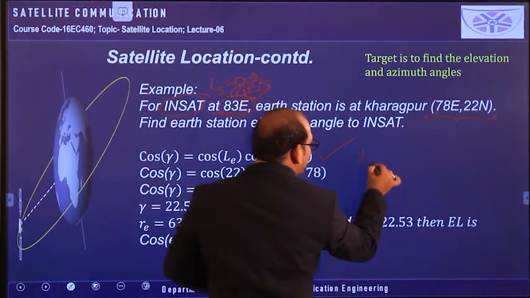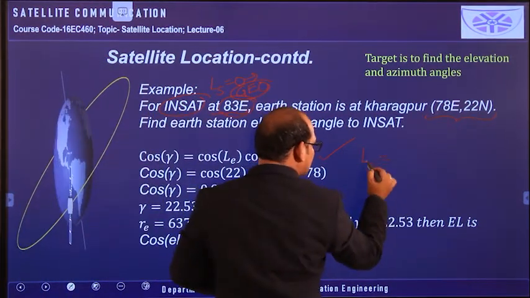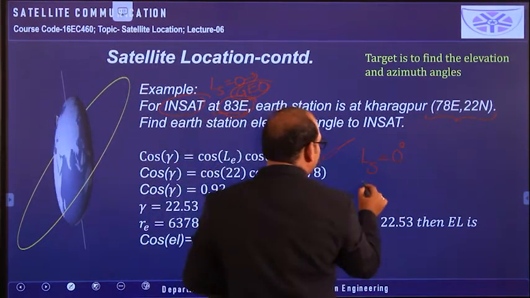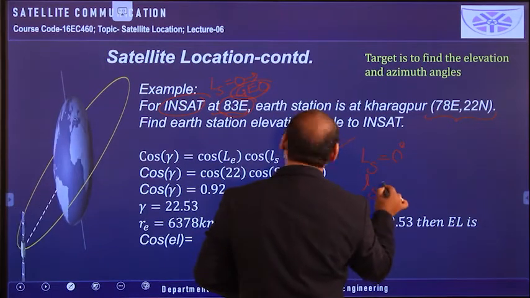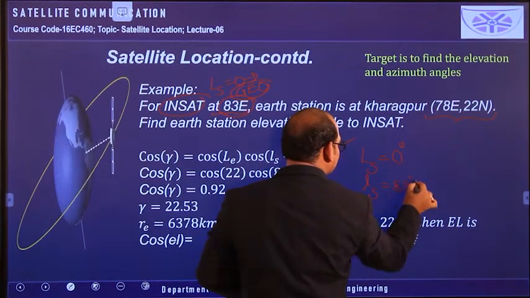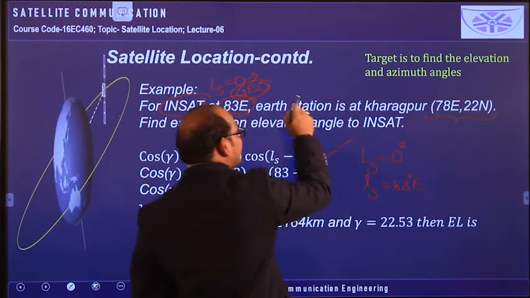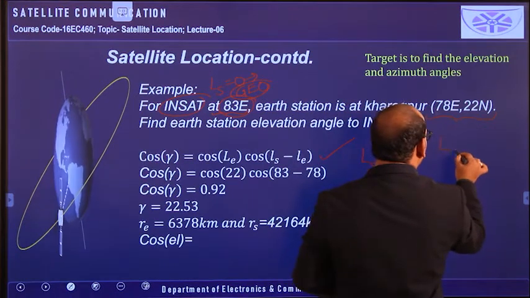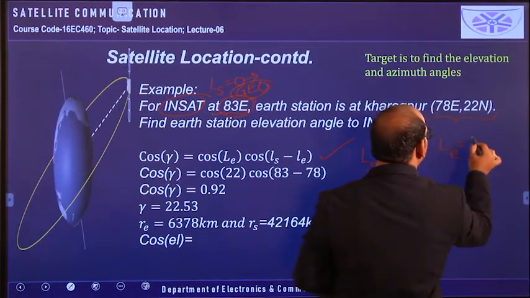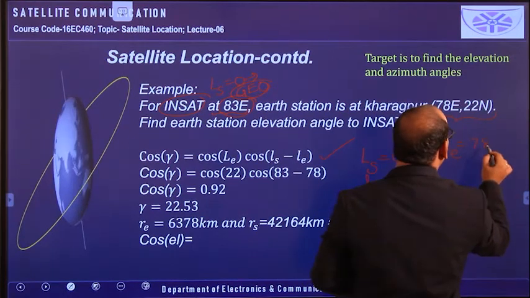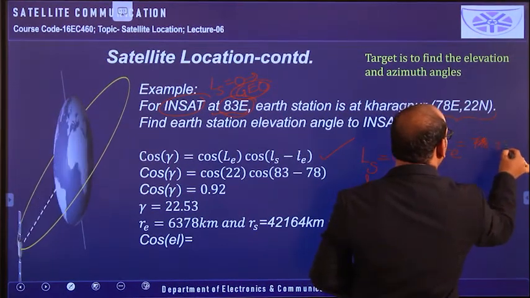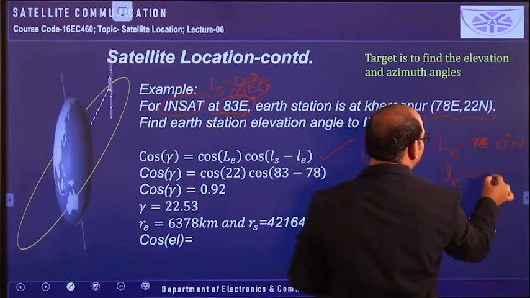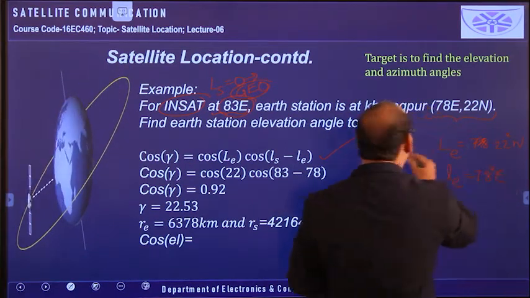So the subsatellite point latitude is 0 degrees because the given orbit is geostationary, and the subsatellite point longitude is 83 degrees east. And what about the earth station? The earth station is at Kharagpur and it has the geographical coordinates capital LE, that means the latitude of the earth station is 22 degrees north, and the longitude of the earth station is 78 degrees east. So we have 4 values.